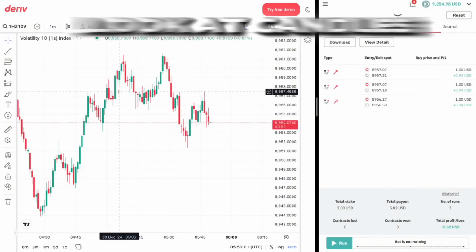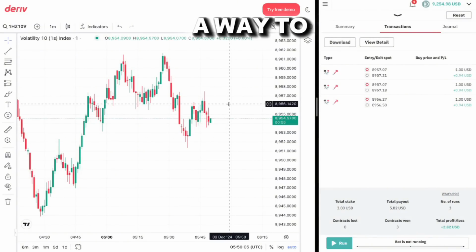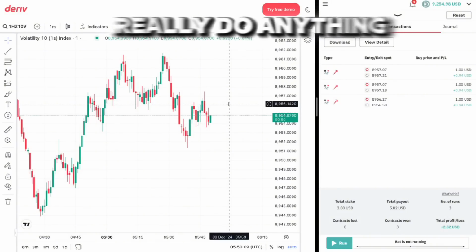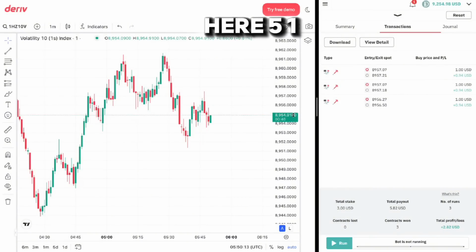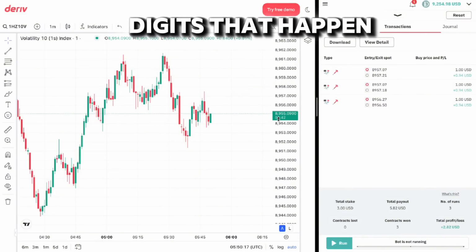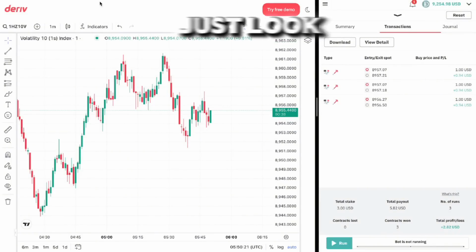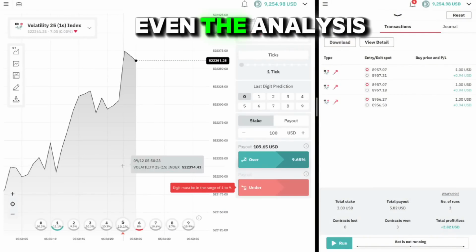That's why you see some people look at candles, but I would not. It's just a way to look smart, but it doesn't really do anything. You see, 7, 3. Just check here. 5, 1, 0, 3. So those are the digits that happen. It's just a way to look smart, but use the tickers, even the analysis tool.